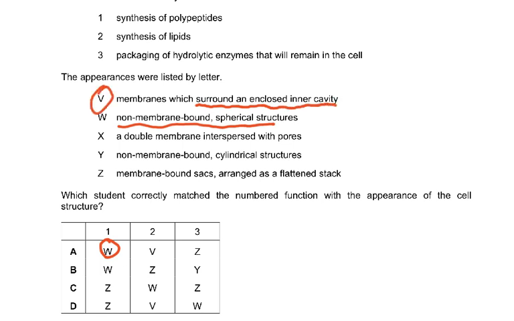Then number 3, packaging of hydrolytic enzyme that will remain in the cell. So membrane bound sacs arranged as a flattened stack. So Golgi body is the one which results in the lysosomes being formed. So the answer is A.